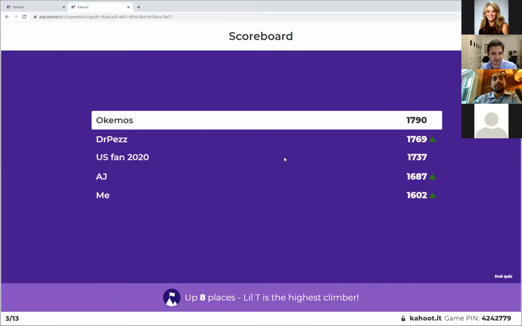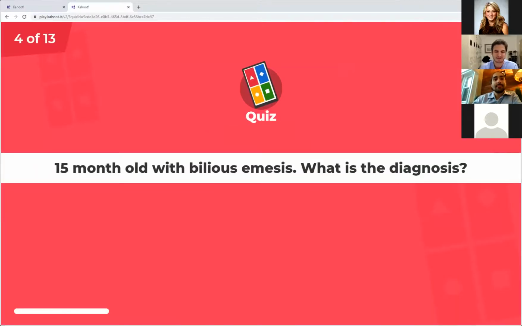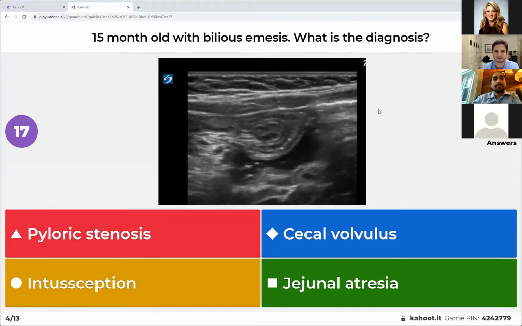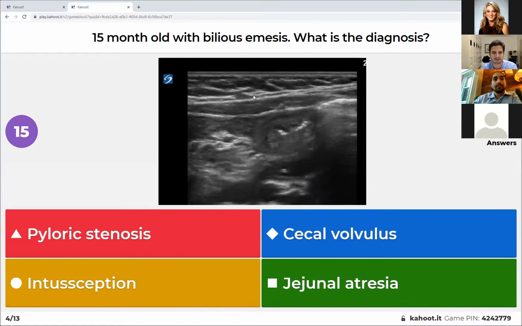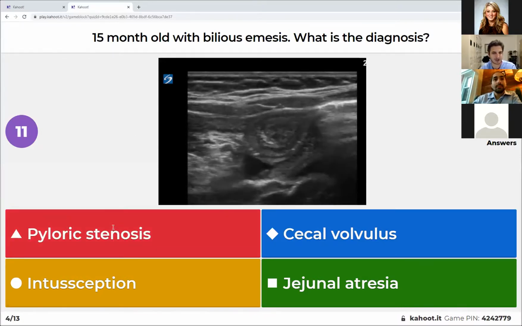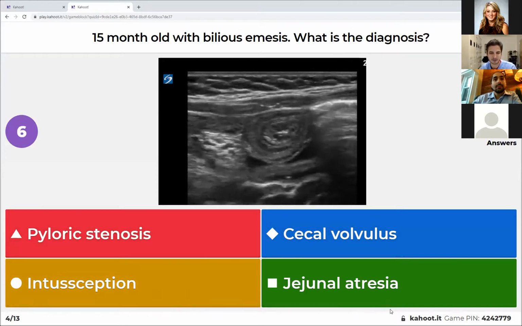Let's see. Oh, a little jockeying for pole position here on the leaderboard. Let's do one more question here. And this 15-month-old. Now we're going into peds. It's a 15-month-old with bilious emesis. What is going on in the center of the screen here? We've got about 14 seconds left to chime in as to whether you think it's pyloric stenosis, a volvulus, intussusception, or jejunal atresia.